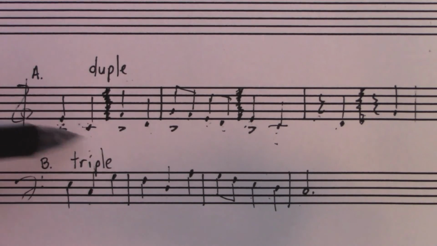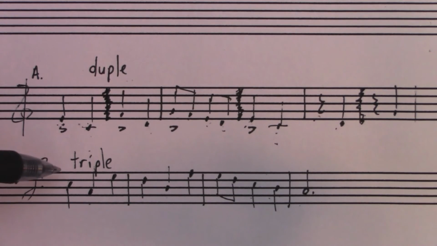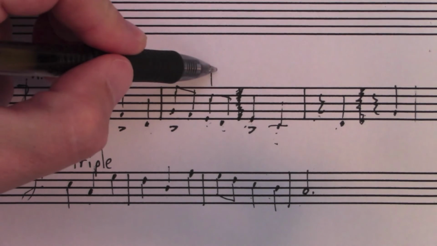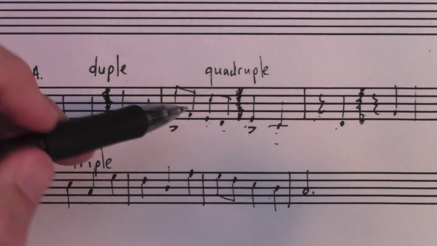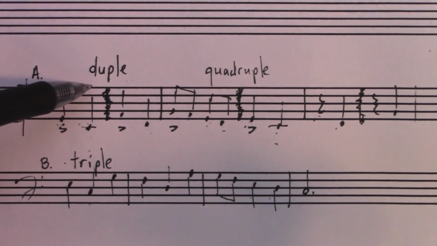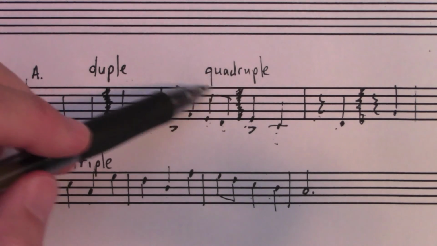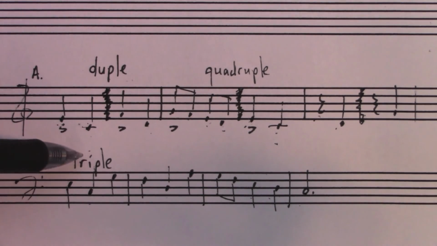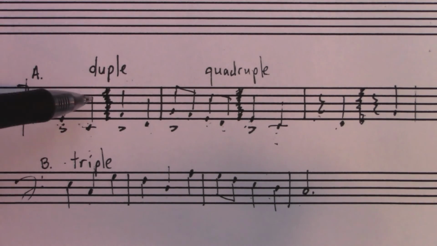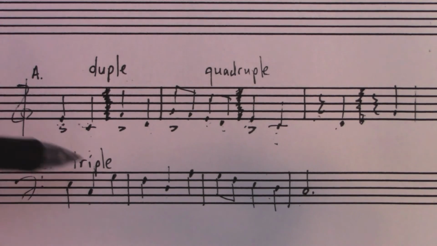So how many quarter notes, how many pulses are we grouping together? 2 is duple, 3 is triple, 4 is quadruple. Duple and quadruple are very closely related. There are some books that don't even talk about quadruple, because quadruple is sort of a subset of duple. But for our purposes, we will group them into duple and triple and quadruple.